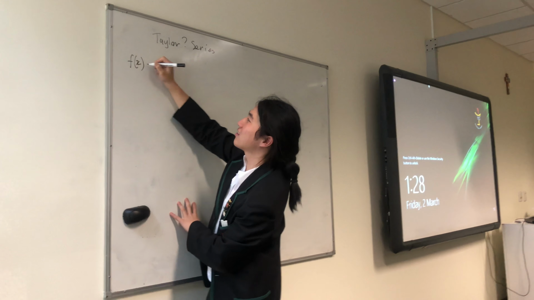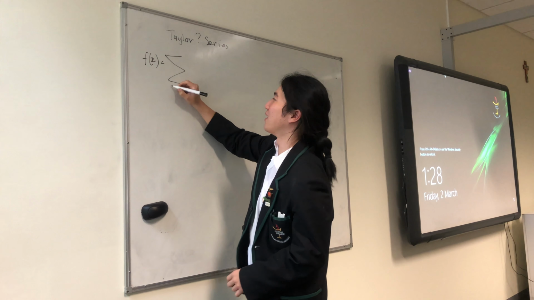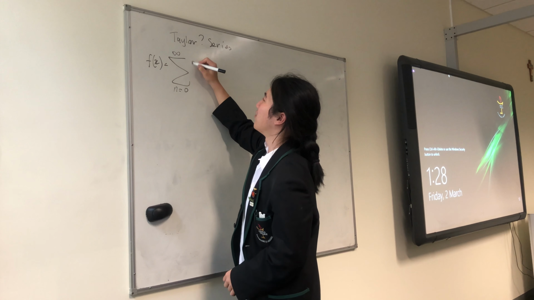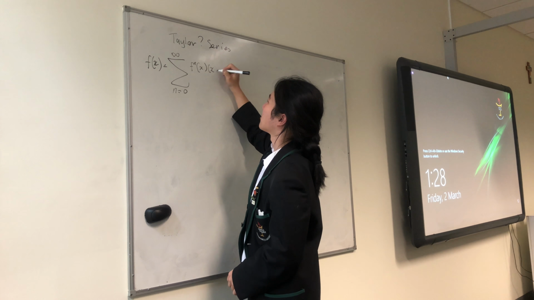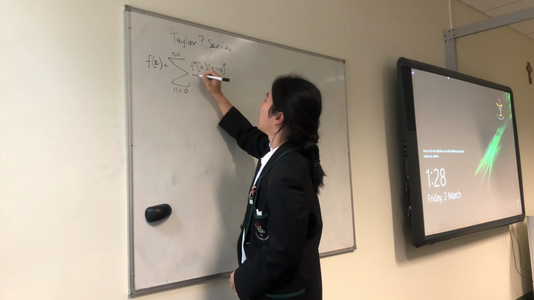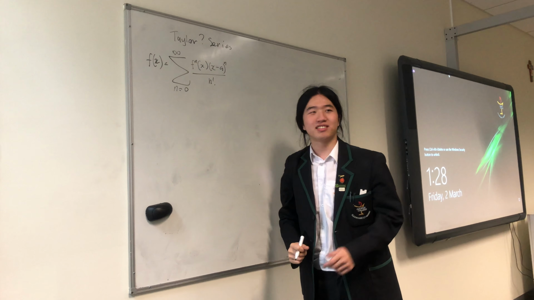So, f of x is equal to big sigma, n equals 0 going all the way to infinity, of the nth derivative of f at a, times (x minus a) to the n, over n factorial. Yeah, it is. Actually, it is, Taylor series.